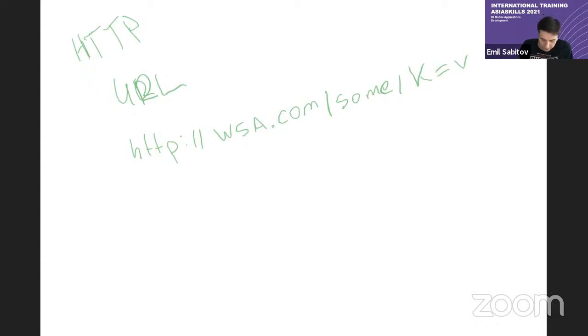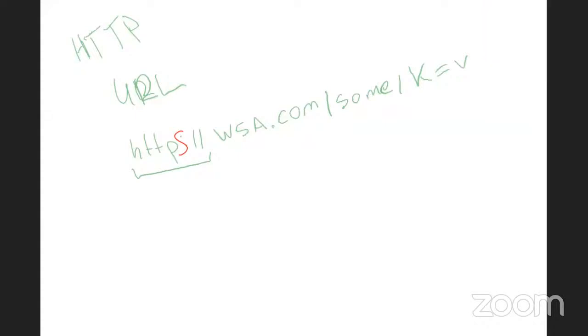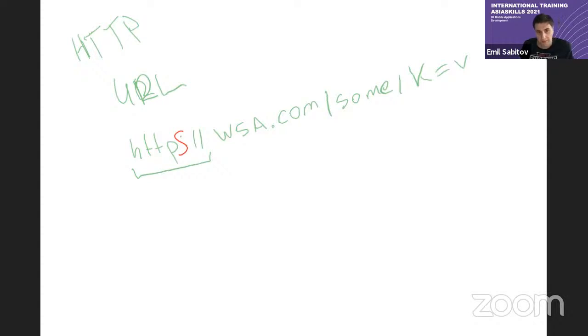For example, you can see here HTTP. It's the protocol that we use for connecting to a remote server. And nowadays, we also can use the HTTPS protocol. S means secure. That helps to encrypt information that will be sent to a server and back. So we can use HTTP or HTTPS.